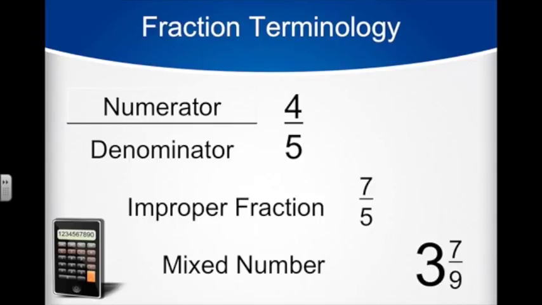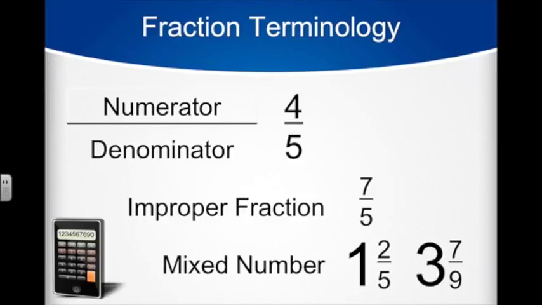So let's see how. To convert 7/5 into a mixed number, we need to divide 7 by 5. Since 5 goes into 7 one time, 1 is the whole number portion of the mixed number. The remainder is 2. So 2 is the numerator of the fractional portion. Notice that the denominator is still 5, and we have the mixed number 1 and 2/5.